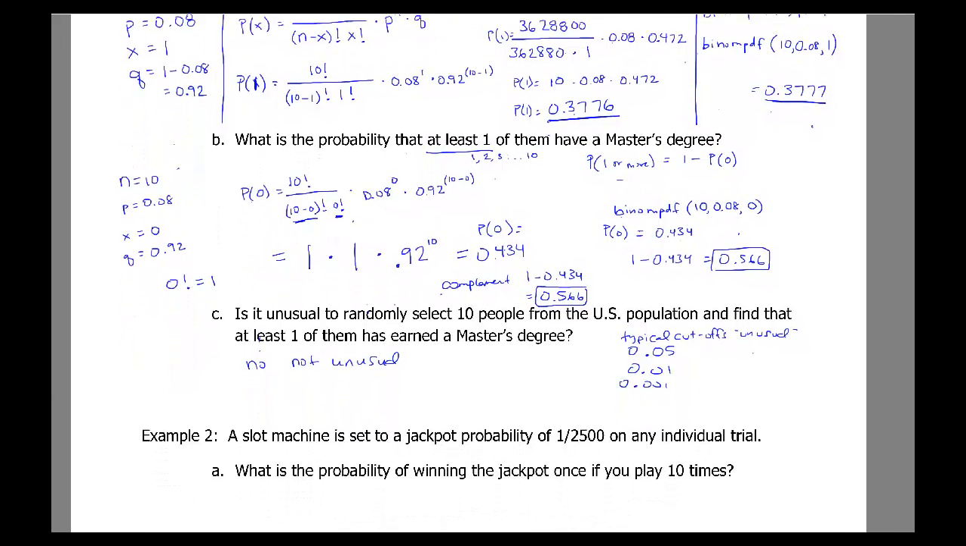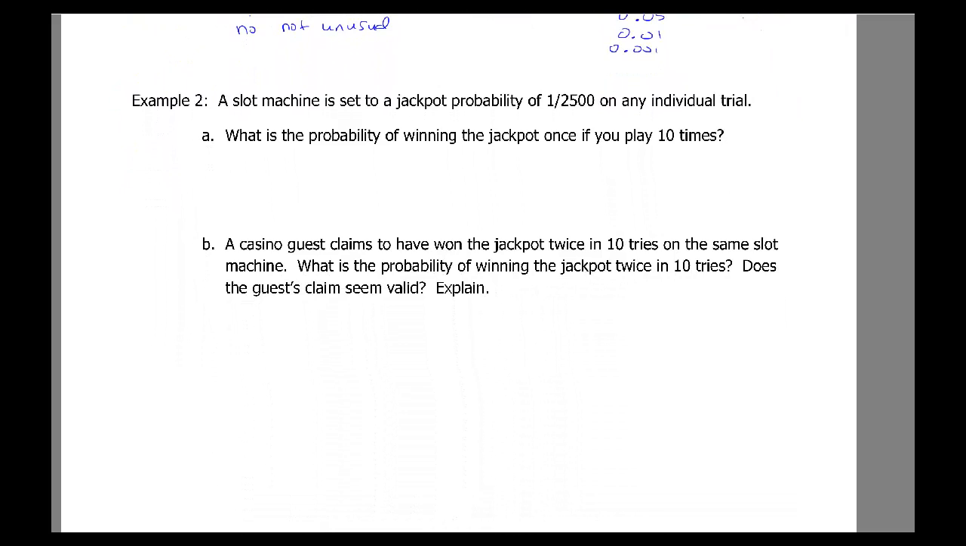So let's scroll down to the second example. This one has to do with a slot machine. The probability of winning the jackpot is 1 out of 2,500. And we want to know what's the probability of winning the jackpot one time if you play 10 times. So again, let's summarize our numbers. So we have a probability of success is 1 out of 2,500, so that's going to be P. And let's convert that to a decimal right away because that's easier to work with. We have N. If you play 10 times, you'd have 10 trials. And we want to know what's the probability of winning the jackpot one time. So X is going to be 1.